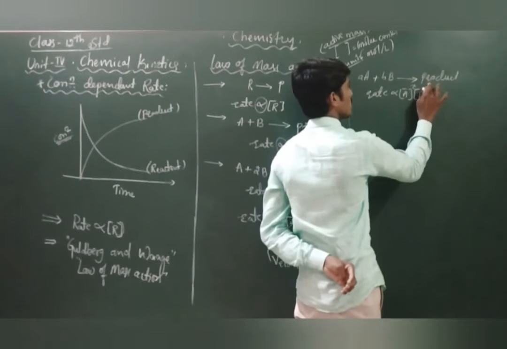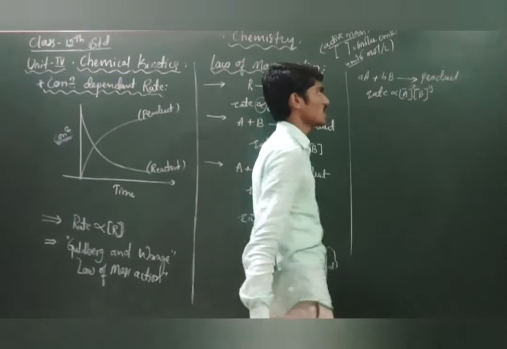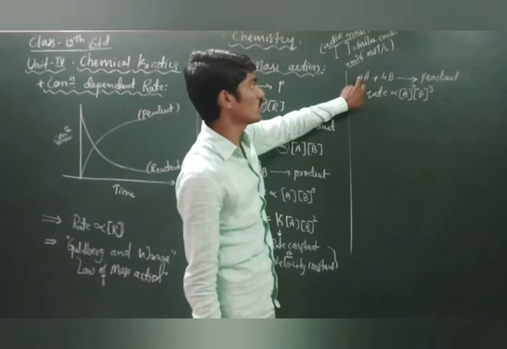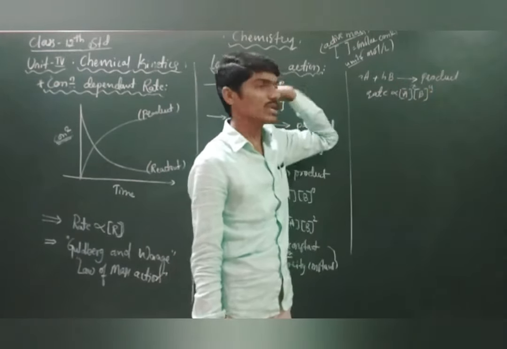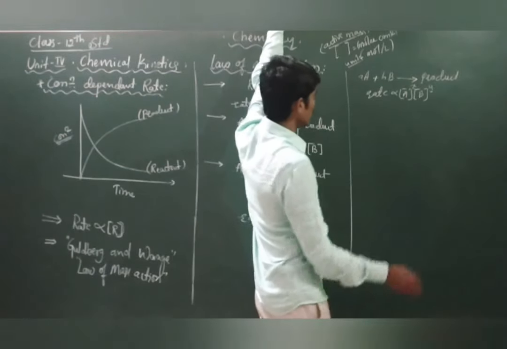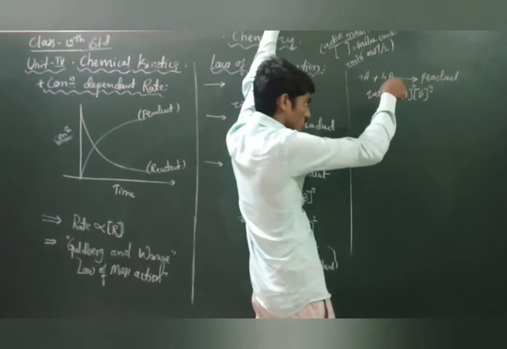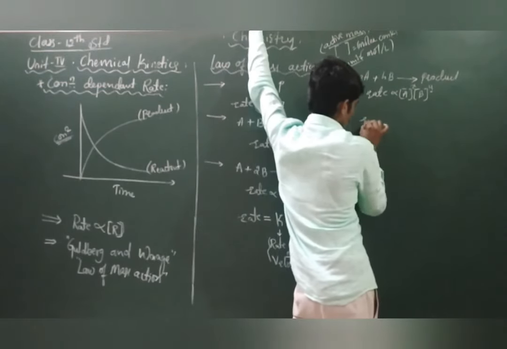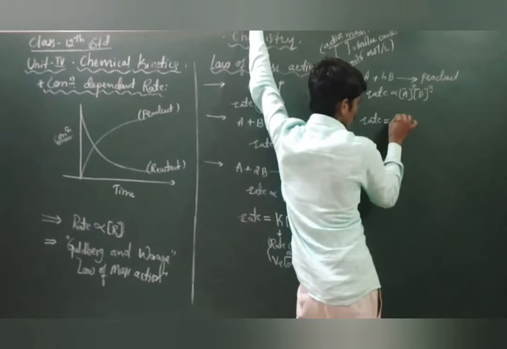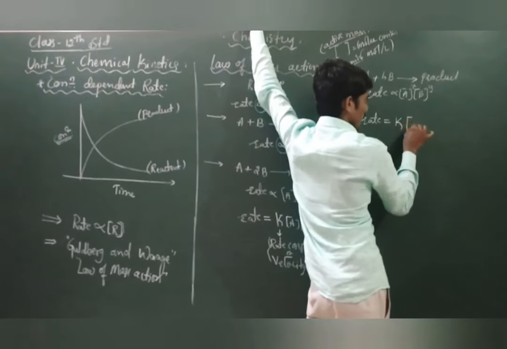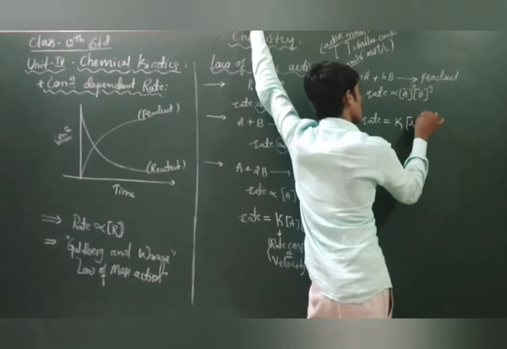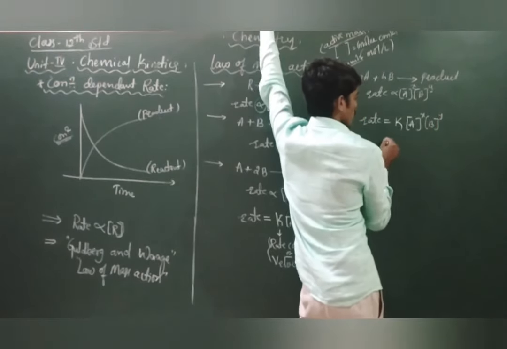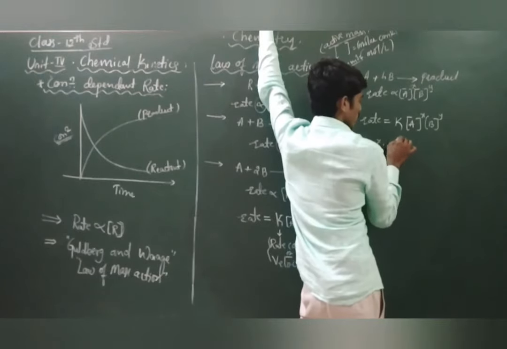So therefore I am writing, in place of A and B, X and Y, where X may or may not be equal to A and Y may or may not be equal to B, experimentally determined. About the rate, once again: if I remove the proportionality symbol, I can write rate is equal to some constant K times the concentration of A to the power X and the concentration of B to the power Y.